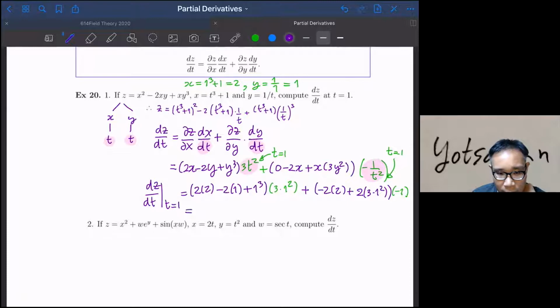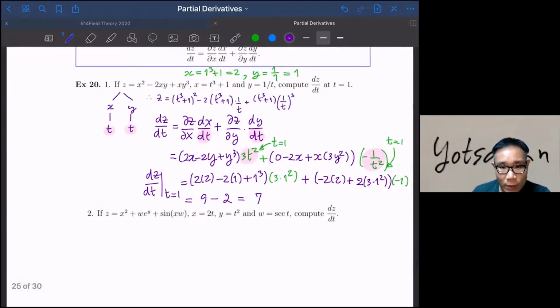So it's 4 minus 2, which is 2, plus 1 is 3, times 3, so you get 9 total. The first term will be 9. The second will be 6 minus 4, which is 2, and times negative 1 gives minus 2. So the number would be 7. This is the final answer: dz/dt at t equal to 1 turned out to be 7.